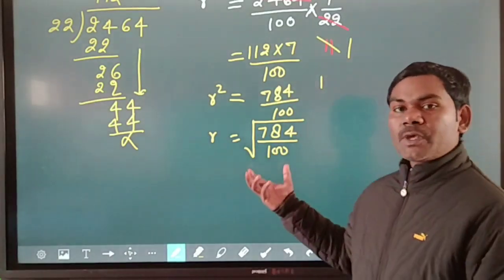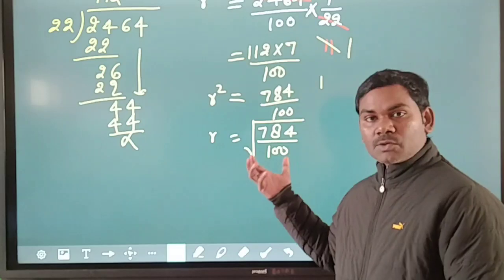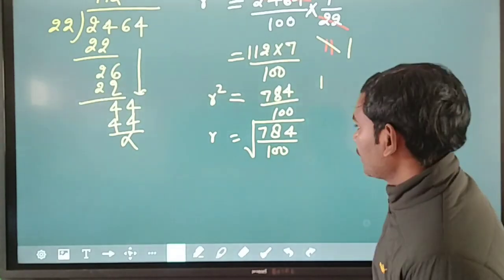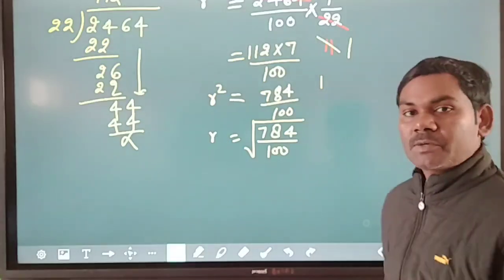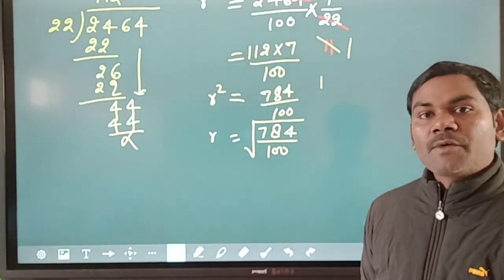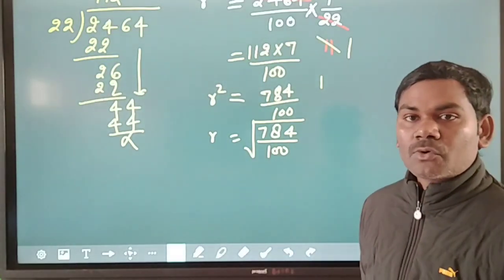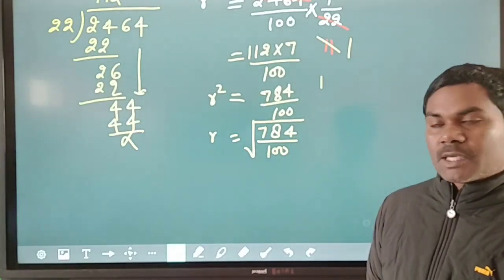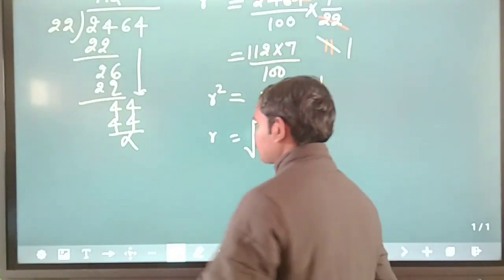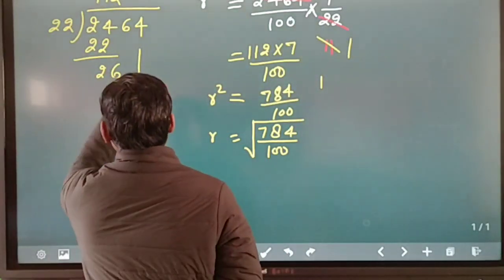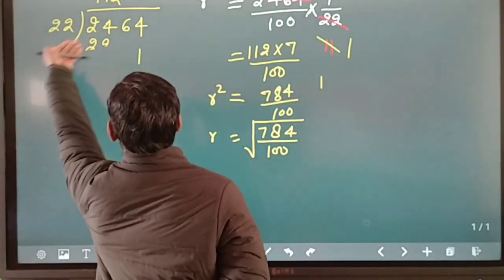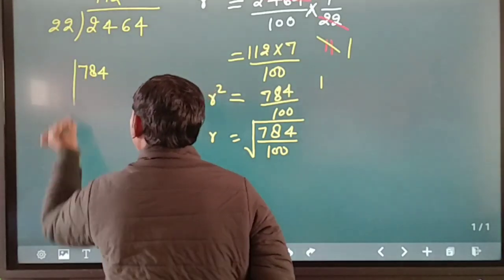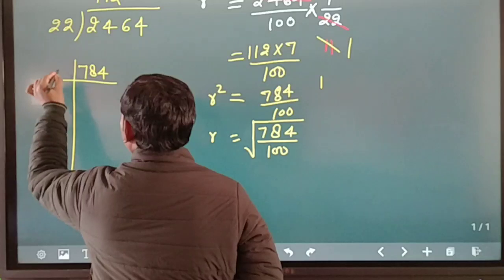This represents that we have to find out the square root of 784 by 100. In order to get the square root of 784, we need to prime factorize 784. So let's find out the prime factorization of 784. So here we write 784 and find its prime factorization.